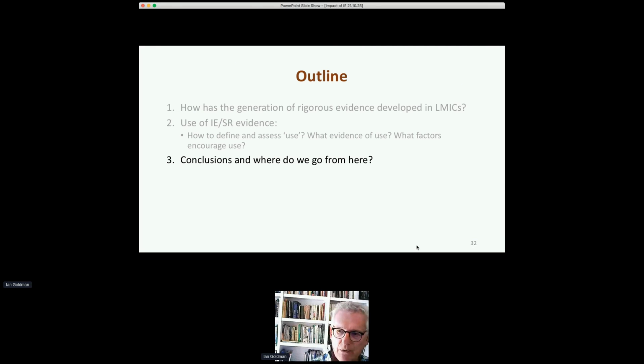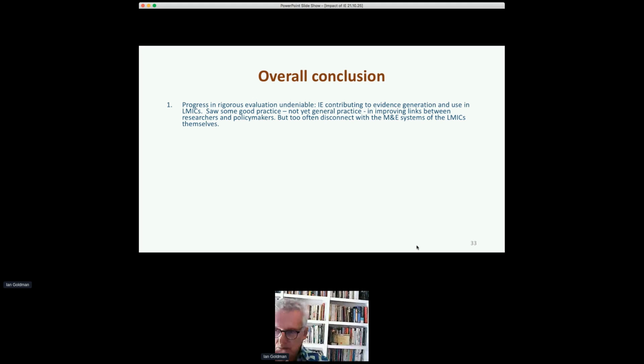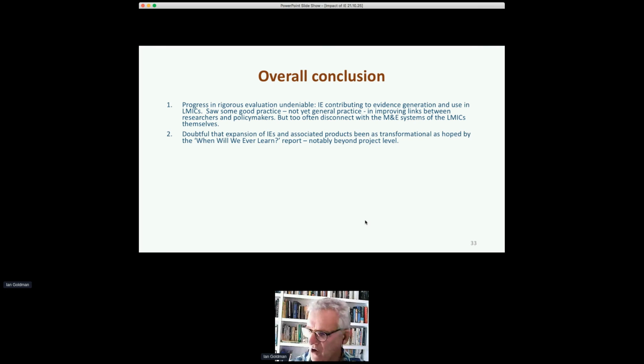So where do we get to in terms of conclusions then? Our overall conclusion is that the progress has been undeniable and IEs are contributing. Some people saw good practice, but it's not yet general practice. And too often this is disconnected from the M&E systems of LMICs themselves. This has probably not been as transformational as hoped by the original When Will We Ever Learn report.